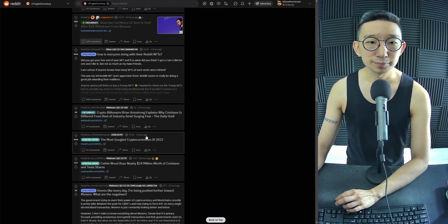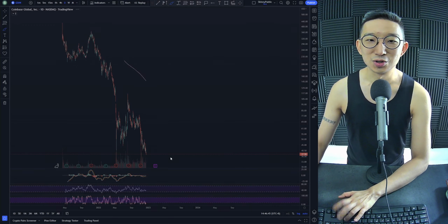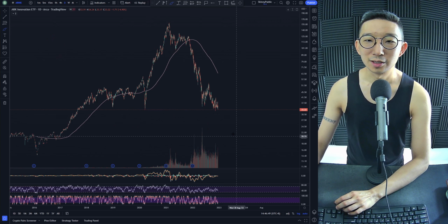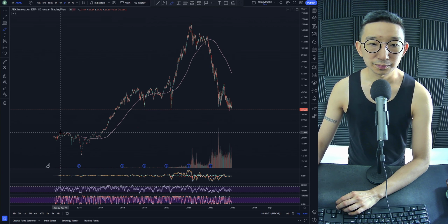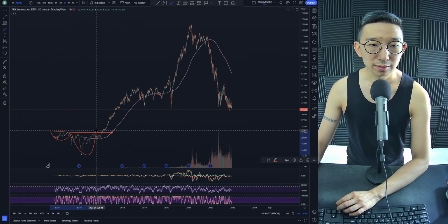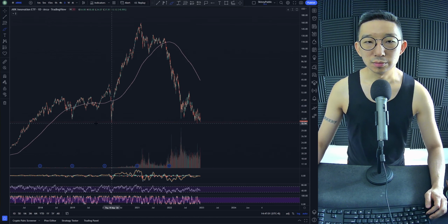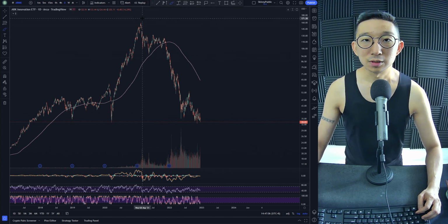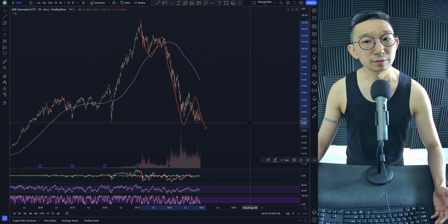What else? ARK. Okay, let's take a look at ARK. I think ARK is gone. Oh, looking a lot like Bitcoin. Something like a head and shoulders. You see this? Something like that. Again, you can argue, but I don't think so. And is this 5 waves? 1, 2, 3, 4, 5? Yes.